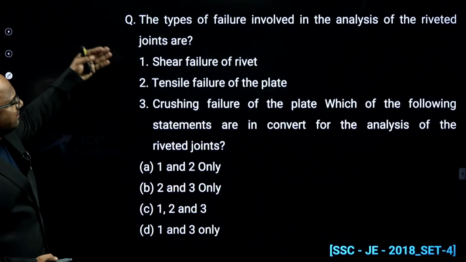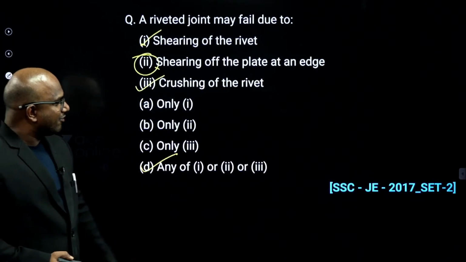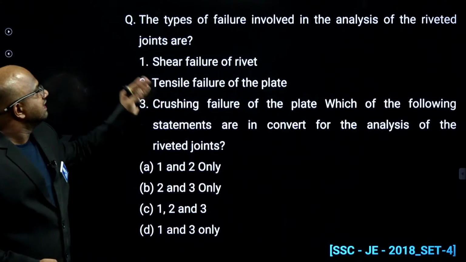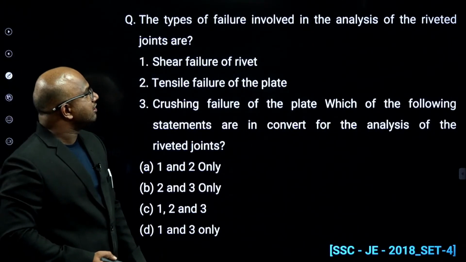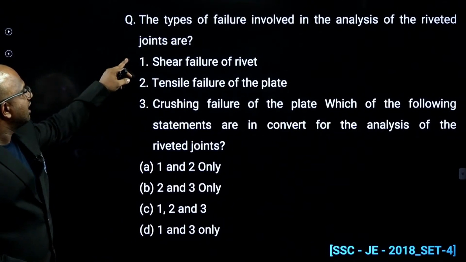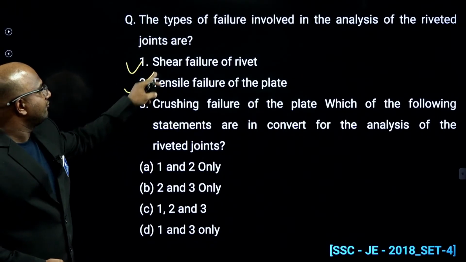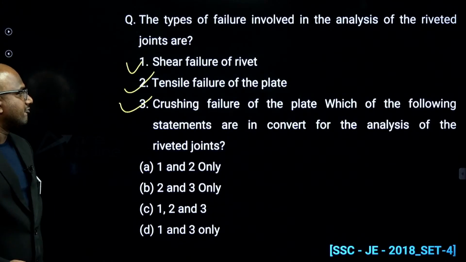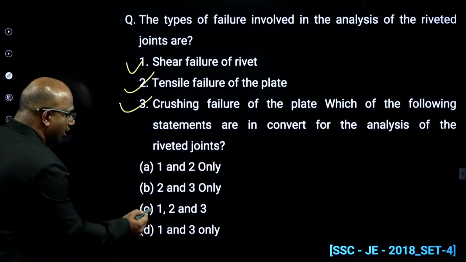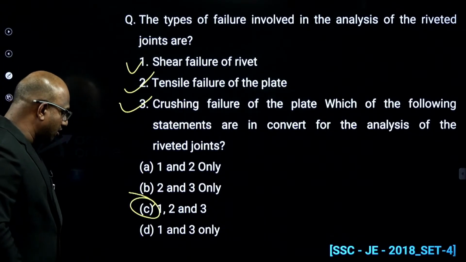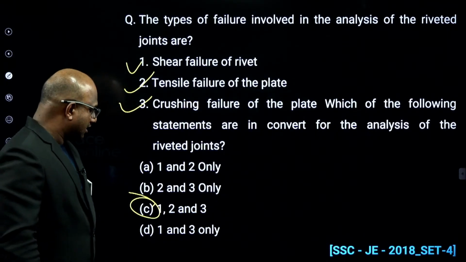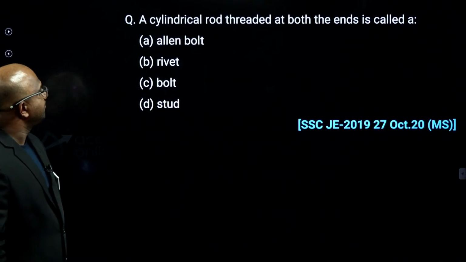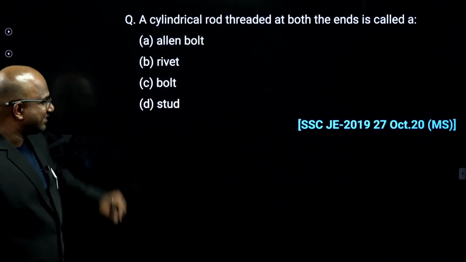Now, same thing, a similar kind of question was given in the earlier paper also, guys. The types of failures involved in the analysis of riveted joints are shear failure of the rivet, tensile failure of the plate, crushing of the plate. Then which of the following statements is correct for the analysis of the riveted joints, guys? All three we have to consider. All three we have to consider, guys. Very good, Dev. You are giving the answers correctly. Really appreciate you.